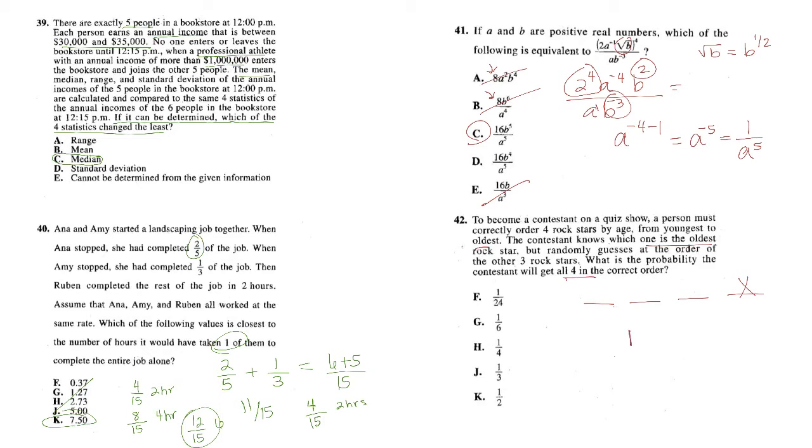Well, at least 1 over, because there's only one way to get it in correct order. Well, how many choices are left? You had 4 rock stars. We take out 1 for here, so that means we have 3 choices, and then 2, and then 1. And so that looks like we're going to have 1 over 6.